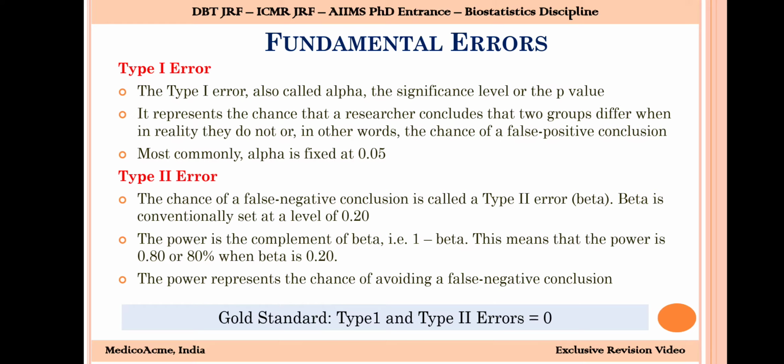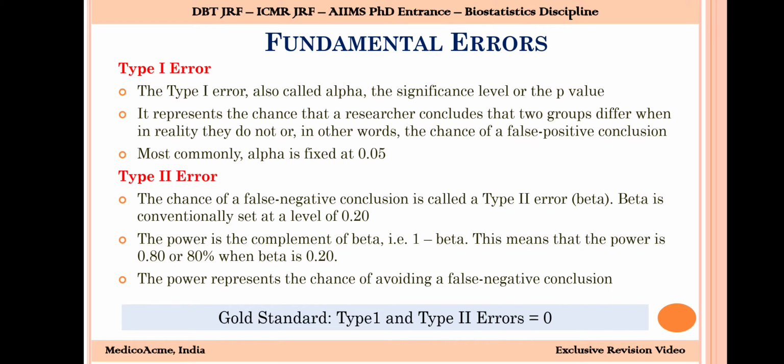Type 2 error is the chance of a false negative conclusion, and it is also called beta. Beta is conventionally set at 0.20, or 20%. The power is the complement of beta: 1 minus beta equals power. Very important. Please remember, when I am saying very important, it is really very important. This means that power is 0.80 or 80% when beta is 0.20. So guys, power has the value of 80%, alpha has the value of 5%, and beta has the value of 20%. These are the conventional values.